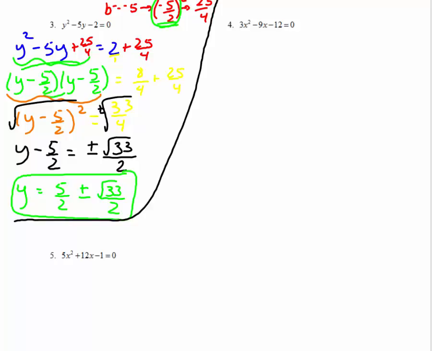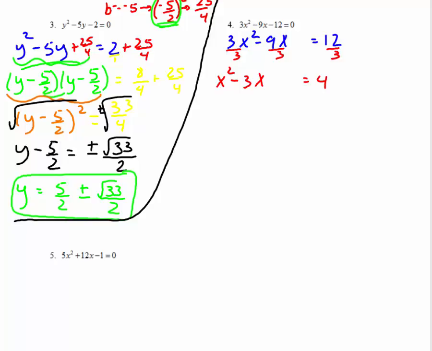Number 4. 3x squared minus 9x minus 12 equals 0. If we're going to complete the square, the first thing to do is take the negative 12 over to the other side. So I get 3x squared minus 9x equals a positive 12. The next step is to look at the number in front of x squared. It's not a 1 in this example, so I need to divide everything by that leading coefficient so that the leading coefficient will then become 1. So we end up with x squared minus 3x equaling 12 divided by 3 is 4.